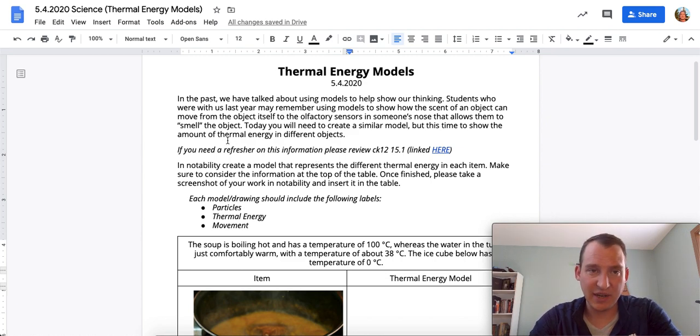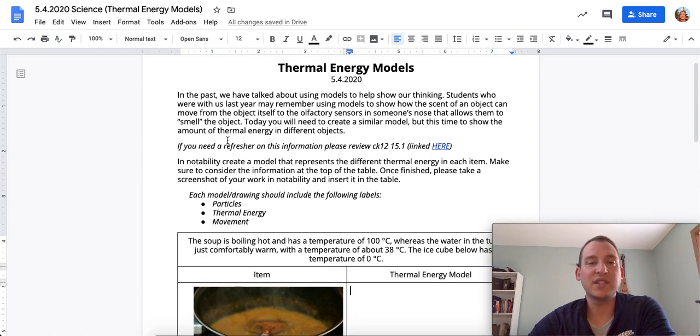Just to read you in the beginning what it says: in the past, we've talked about using models to help show our thinking. Students who were with us last year may remember using models to show how the scent of an object can move from the object itself to the olfactory sensors in someone's nose that allows them to "smell" the object. Today, you will need to create a similar model, but this time show the amount of thermal energy in different objects. We actually talked about thermal energy a little bit in that conversation last year, if you remember.